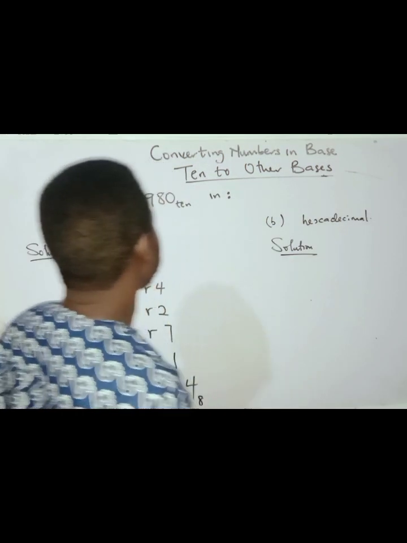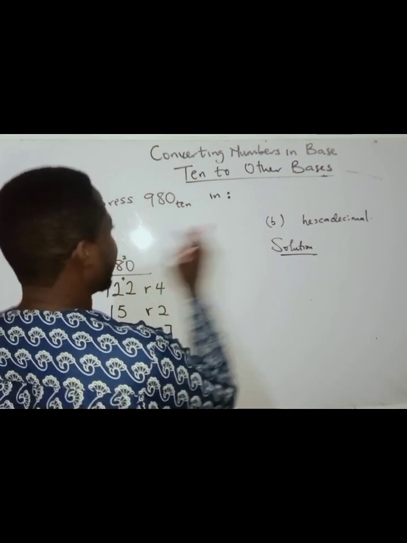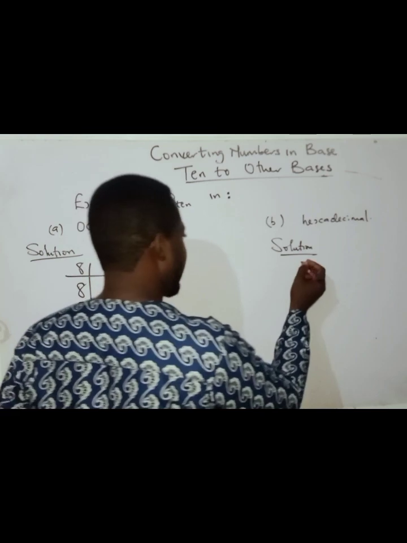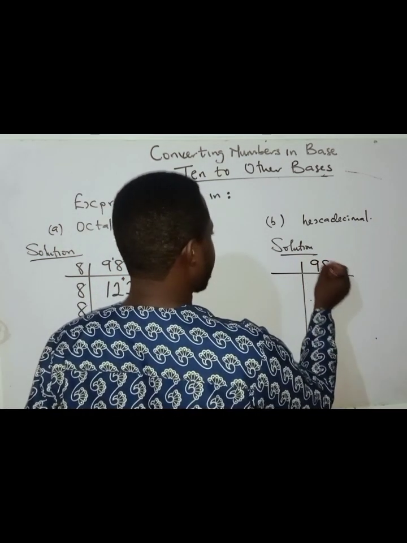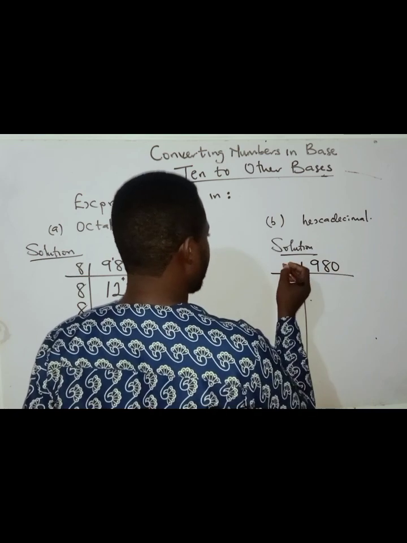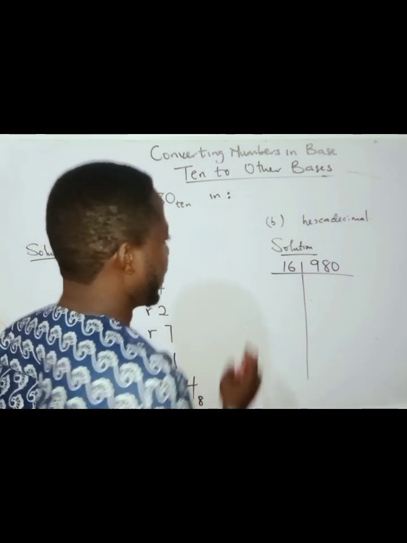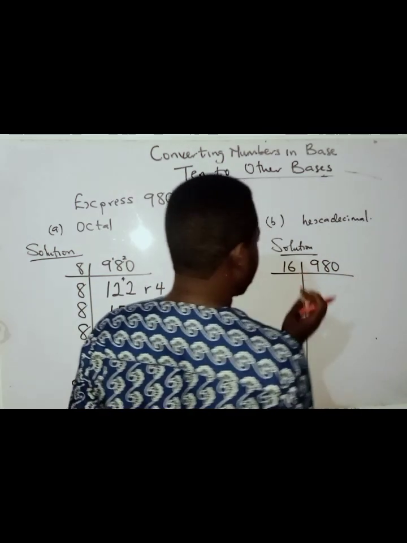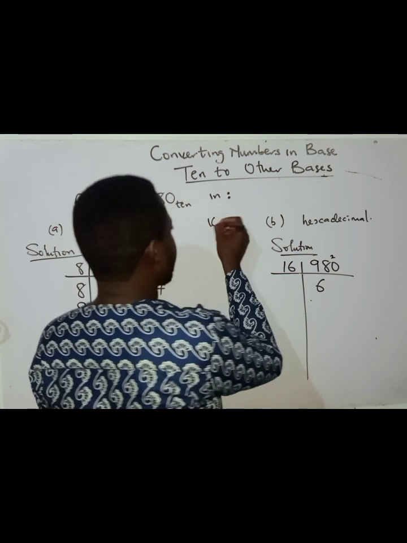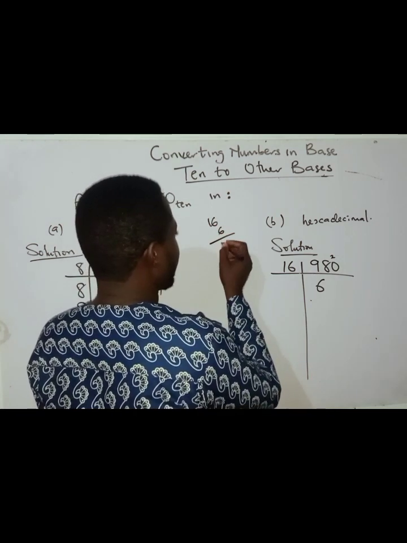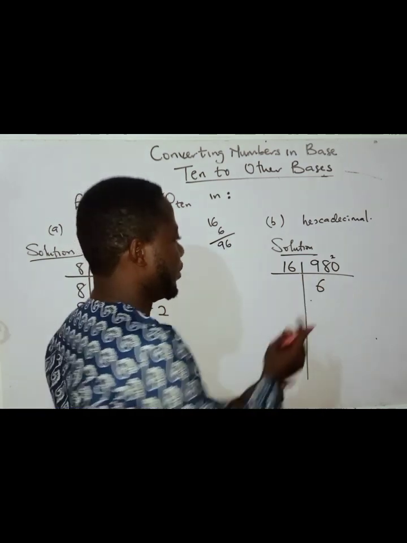Moving on to example 2. In example 2, we are asked to express 980 base 10 in hexadecimal. So talking about hexadecimal in number base system, it simply means we should express 980 base 10 to base 16. Hexadecimal means base 16. So we are going to do that now. 16 in 98, that is going to give us 6, remainder 2. Because 16 multiplied by 6 will give us 96. So that means there is going to be remainder of 2.